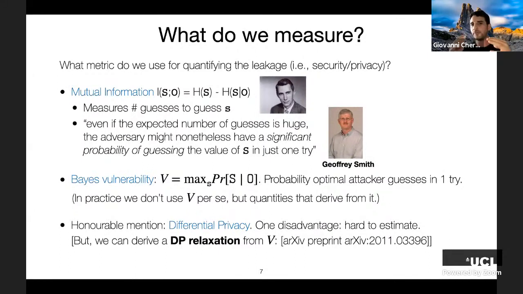So if I give you some black box system which claims to be differentially private, it is actually very hard to quantify and to assert that it is indeed differentially private. I should also note that from the target of our discussion, which is estimating base vulnerability, we can also derive some relaxations of differential privacy.